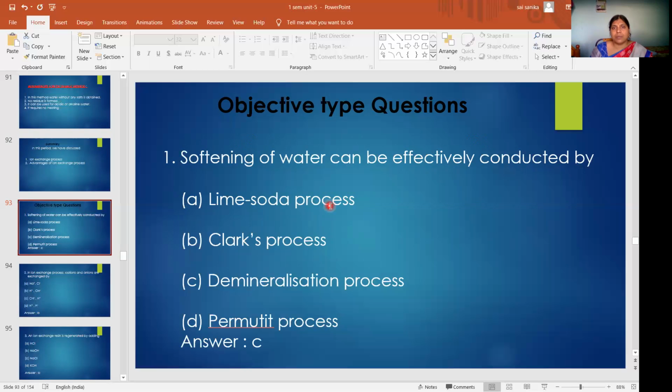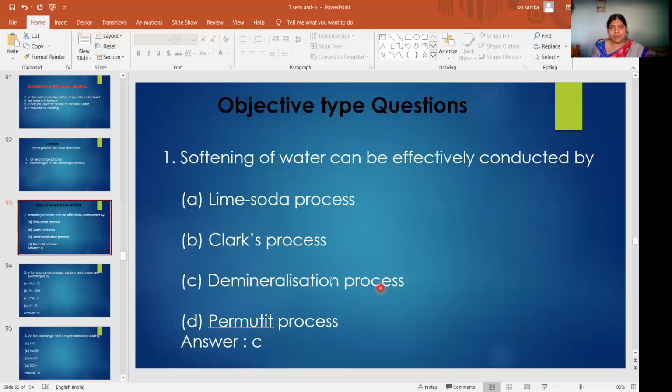A, lime soda process, is not in our syllabus. B, Clark's process, is also not in our syllabus. C, demineralization, and the permutit process. You have these two processes. Among these two, which is effective, that means which one removes total salts from the water? This is the demineralization process. So the answer is C. The others are also softening methods, but in your syllabus you don't have lime soda and Clark's process. So C is demineralization. Answer C.